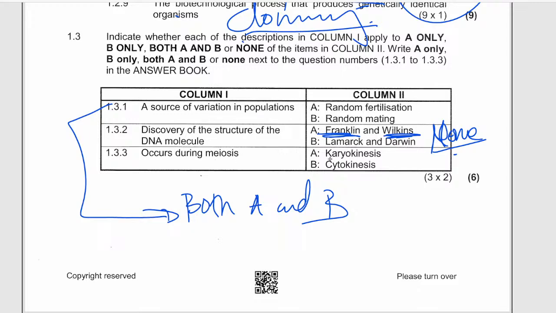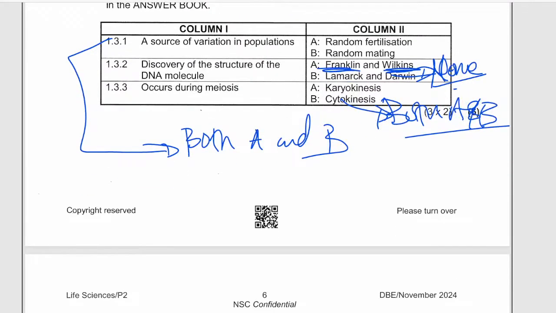Occur during meiosis: karyokinesis, division of the nucleus, and cytokinesis, division of the cytoplasm. Both A and B. Because the nucleus divides, that's why you have half the chromosome number. Yes, cytokinesis occurs, that's why you have different cells forming. Therefore, the answer is both A and B. You understand? So that is it. I think we got it.